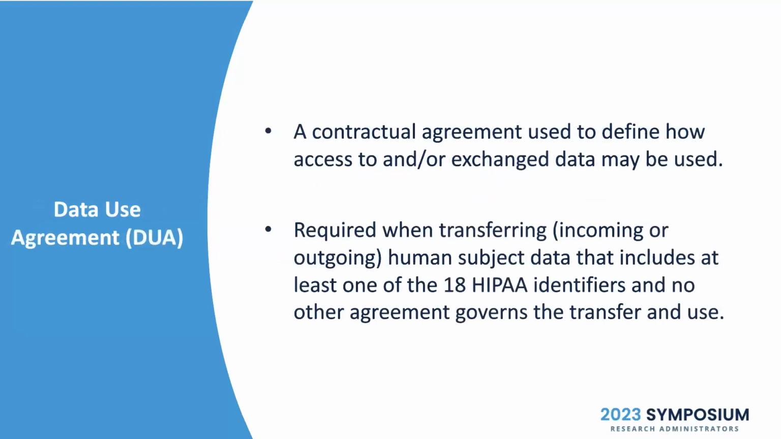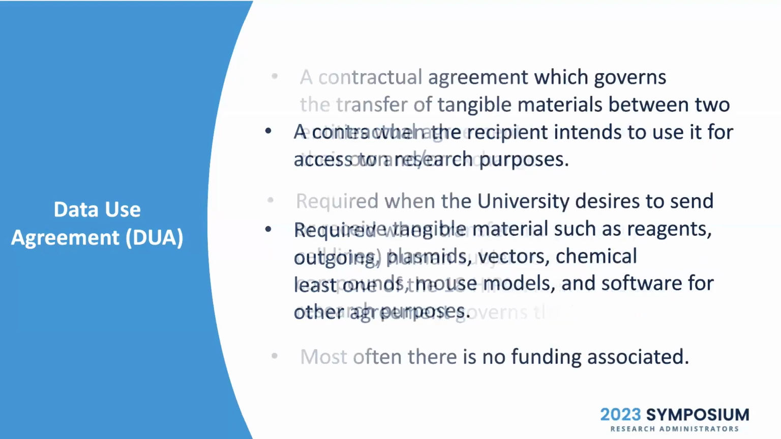Data use agreements, or DUAs, are contractual agreements used to define how access to and or exchange of data may be used. DUAs are typically required when you're transferring human subject data that includes at least one of the 18 HIPAA identifiers, and that could be incoming or outgoing. And usually if there's no other agreement that governs the transfer and use. So if you have an underlying research agreement that already addresses that data transfer, like a clinical trial agreement, you won't typically need a separate data use agreement.